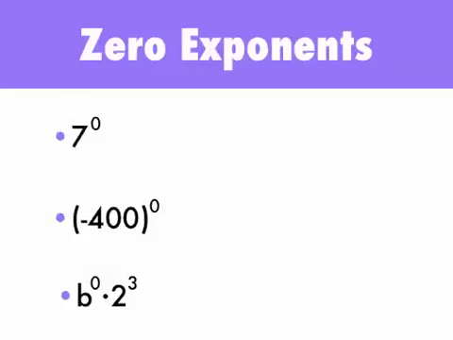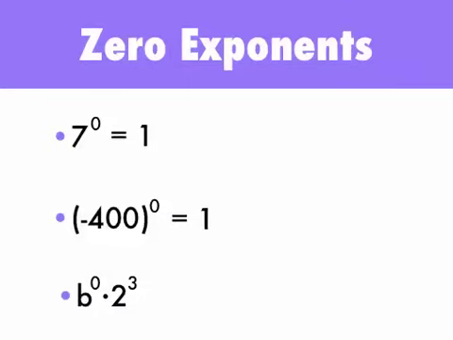Zero exponents. If you remember, anything to the 0 power except for 0 is 1. So if you have 0 to the 0 power, it's going to be 0. But 7 to the 0 power is 1. Negative 400 in parentheses to the 0 power is 1. And then this last one is a little bit different. b to the 0 power is going to give you 1.